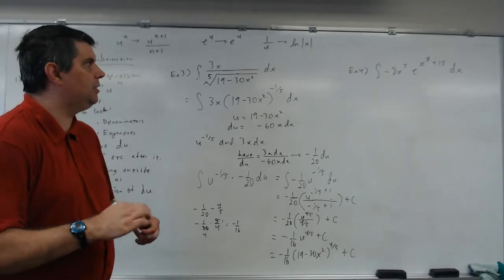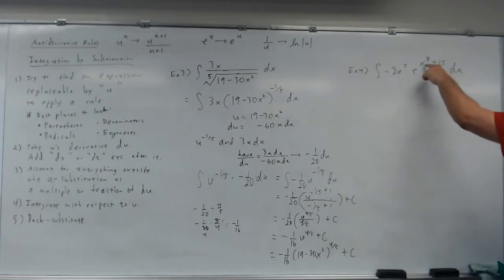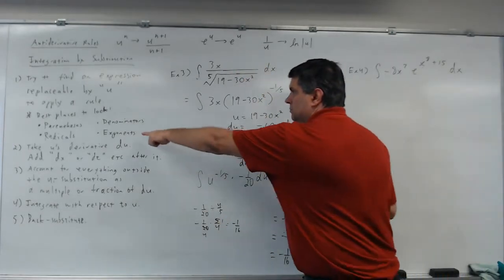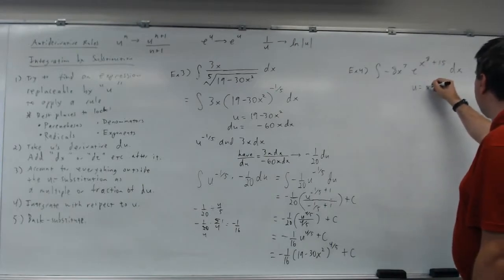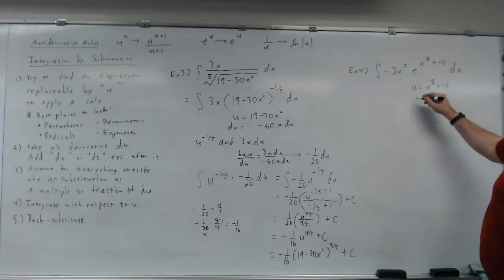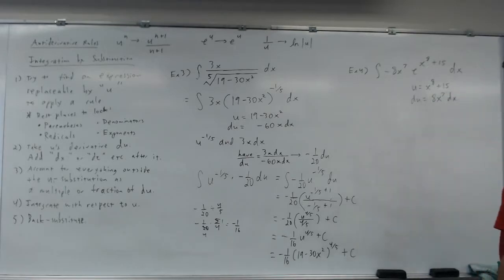Okay, so next up, I have negative 8x to the 7th times e to the x to the 8th plus 15. These are both part of an exponent. So I'm looking at using this rule, because a good place to look is the exponents. So u will equal x to the 8th plus 15, the power of e. Du is 8x to the 7th dx. That's the derivative of x to the 8th is 8x to the 7th, and then it's going to be dx.